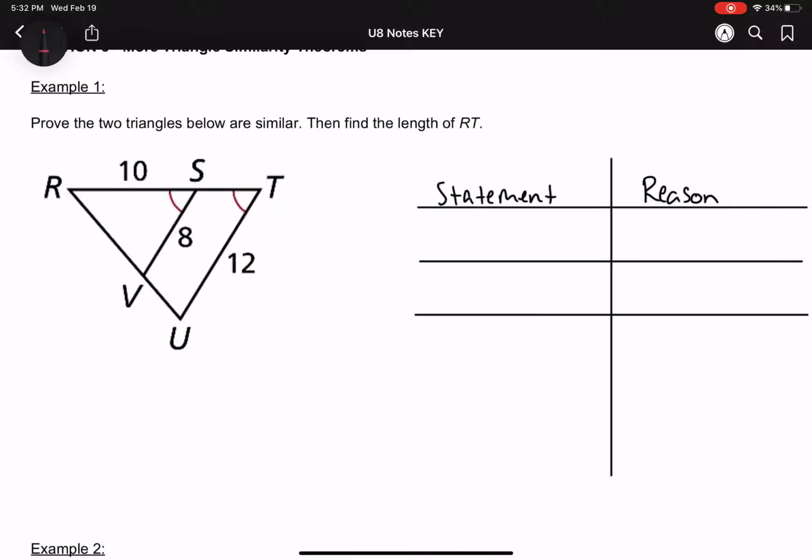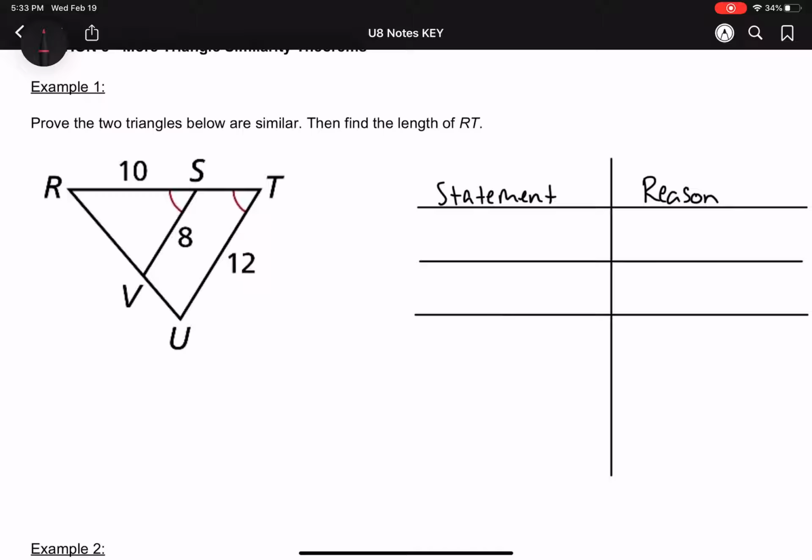Alright, here we are with Unit 8, Section 5, Example 1, that says, prove the two triangles below are similar, then find the length of RT. So when I'm looking at this picture here, I notice that I have two triangles and they're overlapping. So I have angle R that is actually a part of both triangles, and we're going to come back to that information later. So I have triangle RSV and triangle RTU.